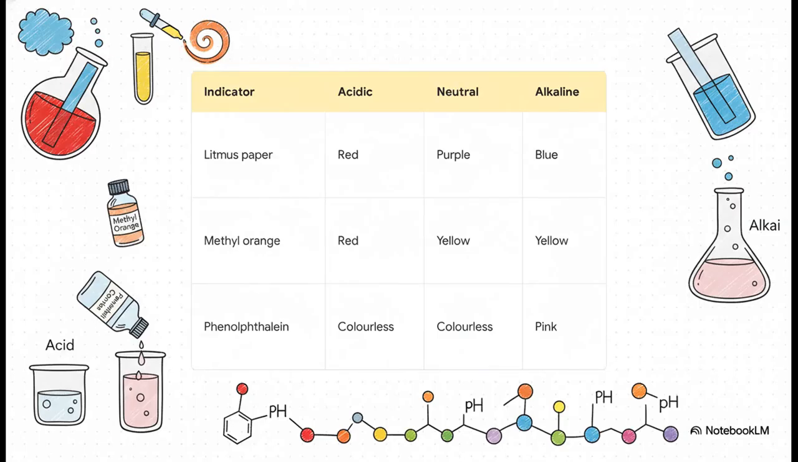So how do we see the pH? We use something called chemical indicators. These are basically just special dyes that change color depending on whether they're in an acid or an alkali. You've probably heard of the classic litmus paper. It turns red in acid, blue in alkali. But there are others too, like methyl orange and phenolphthalein, and they all have their own unique color-changing tricks.